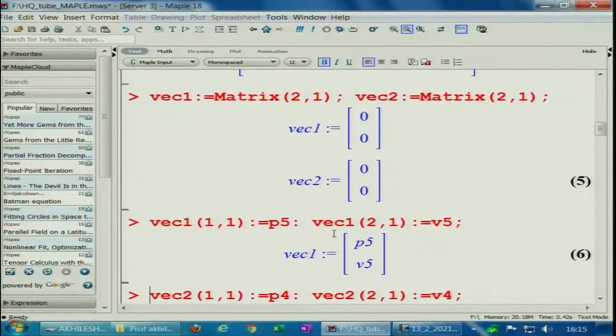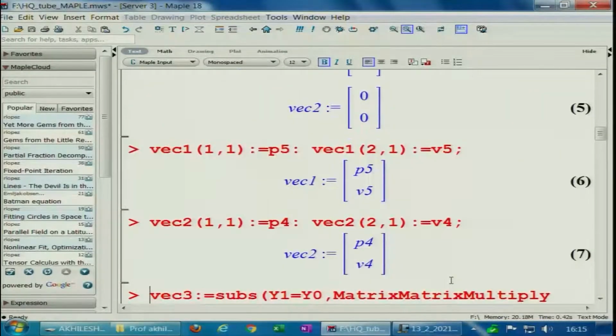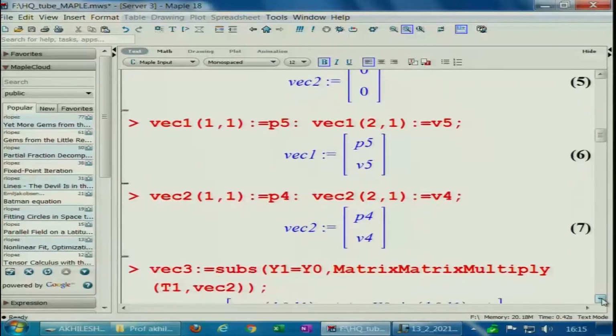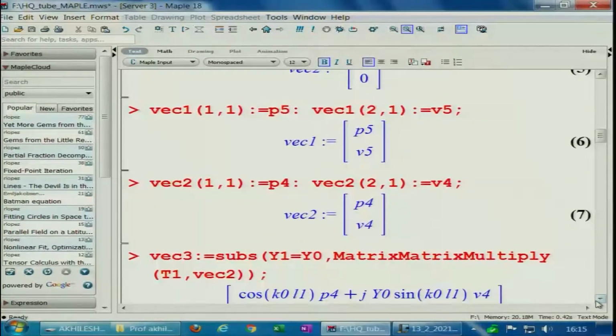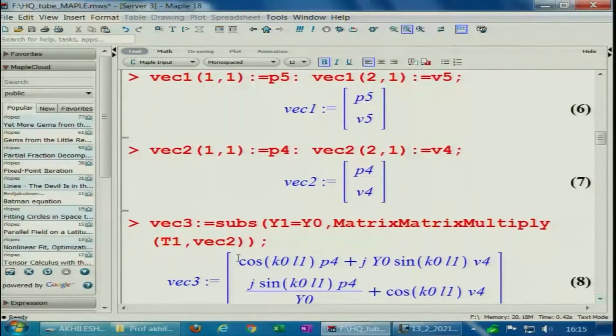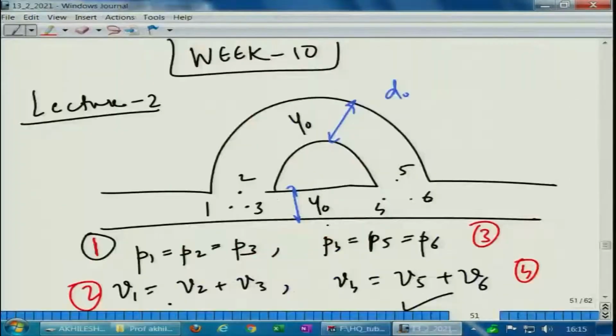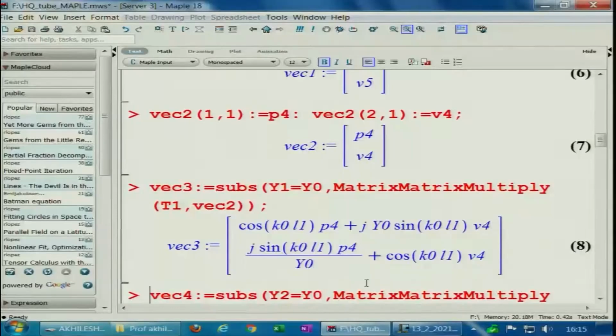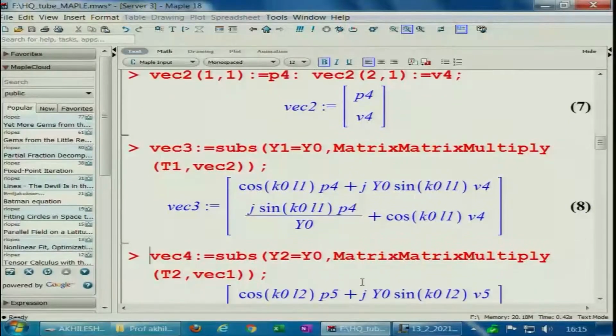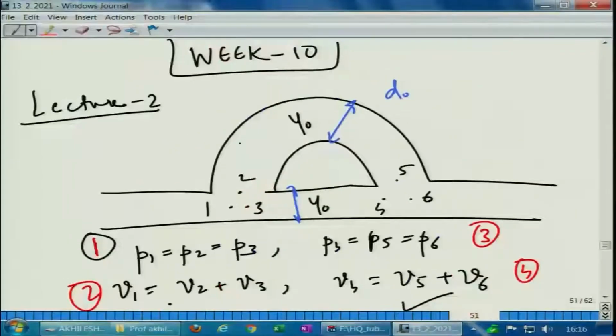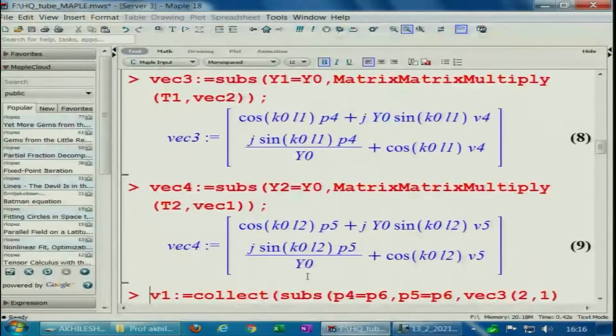So, this is P5 V5 we have initialized. Now, what we do is basically multiply. So, vec3 is nothing but, once you multiply the first transfer matrix with this one, you will get the relation, that is, I guess you are expressing P3 and V3 in terms of P4 V4, okay. And similarly in this you are expressing P2 V2 in terms of P5 and V5.